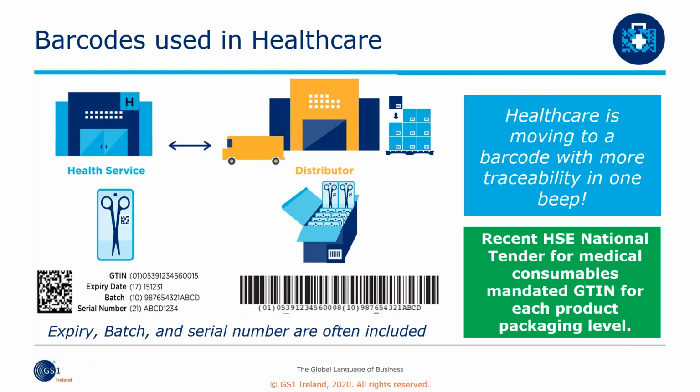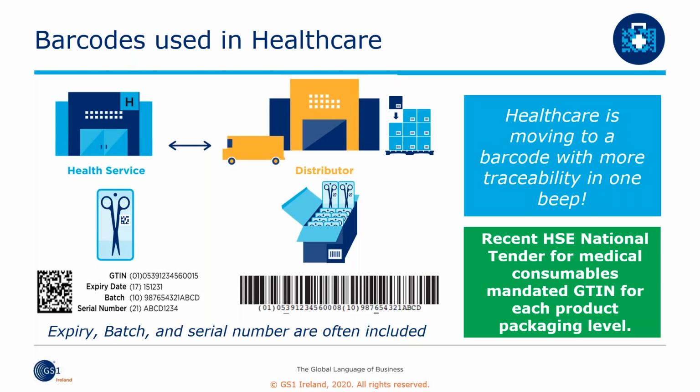The data matrix, which we see here on the left of the slide underneath the scissors, the single unit of scissors, is the preferred barcode type for healthcare, as it can contain more traceability information in less space, and all the traceability information is captured in just one single scan. And this is where healthcare is rapidly moving to, where we have more traceability in just one beep.